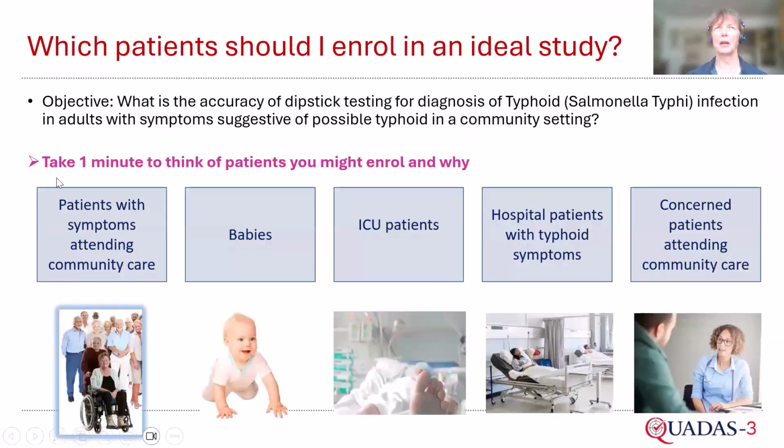Let's just take a few seconds to think of who you would enroll. And here's your objective: accuracy of testing for typhoid infection. And then I'm just going to emphasize things in adults with symptoms suggestive of typhoid in a community setting. And it's that bottom bit. Just have a look at those people below and think, are any of them completely out? And I wouldn't have them in my study.